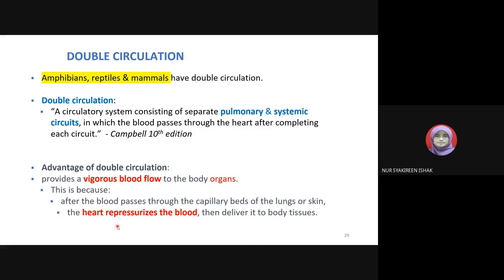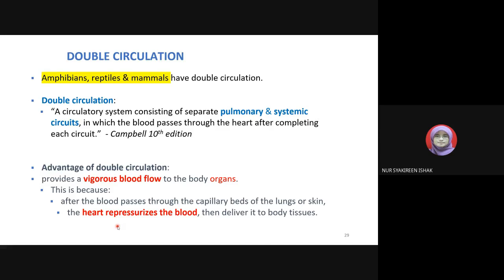So what is double circulation? It is a circulatory system consisting of separate pulmonary and systemic circuits, in which the blood passes through the heart after completing each circuit. For the pulmonary circuit, the heart pumps the blood to the lung to supply oxygen. Carbon dioxide will be removed and oxygen will enter back into the blood so that the blood can enter back into the heart full of oxygen. Then for the systemic circuit, the heart will pump again to distribute oxygen-rich blood throughout the body.